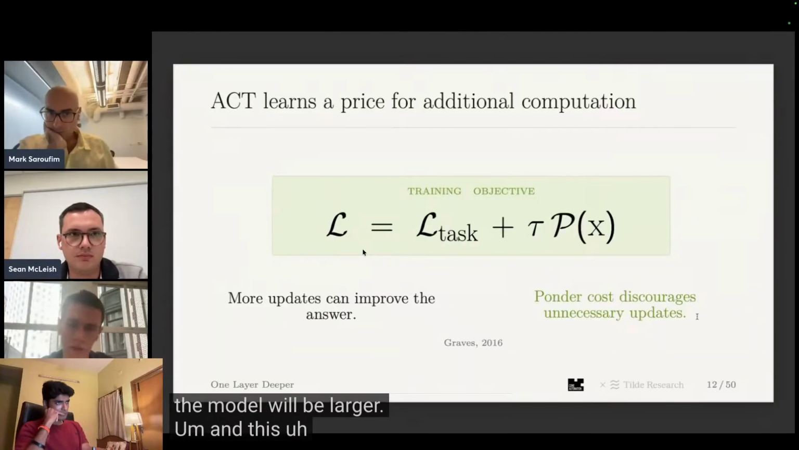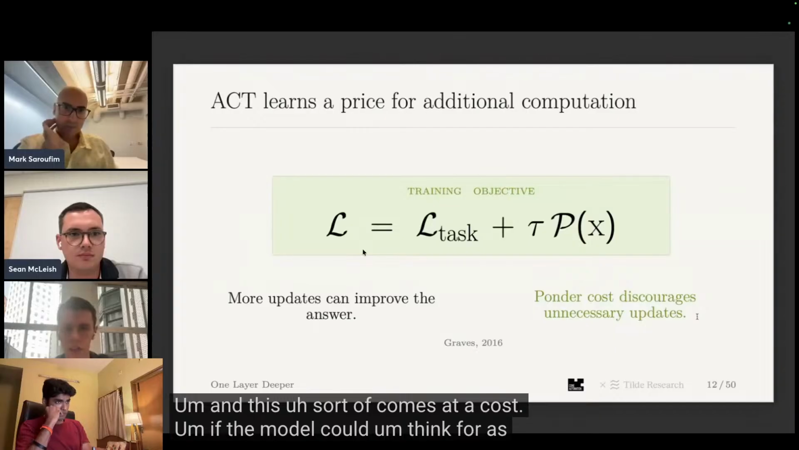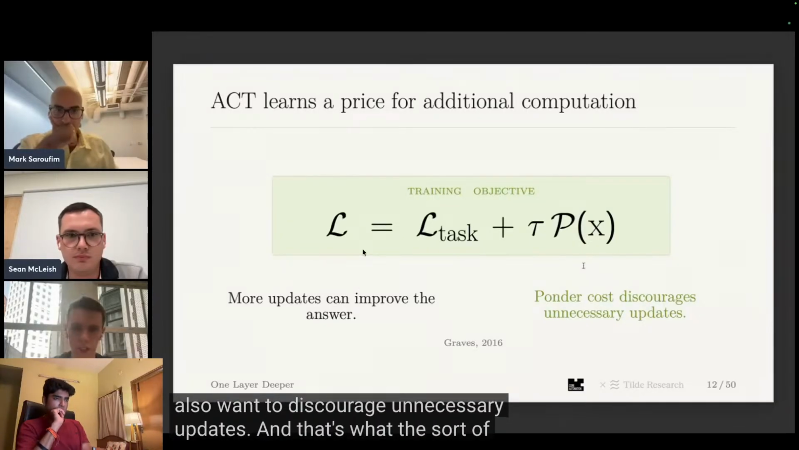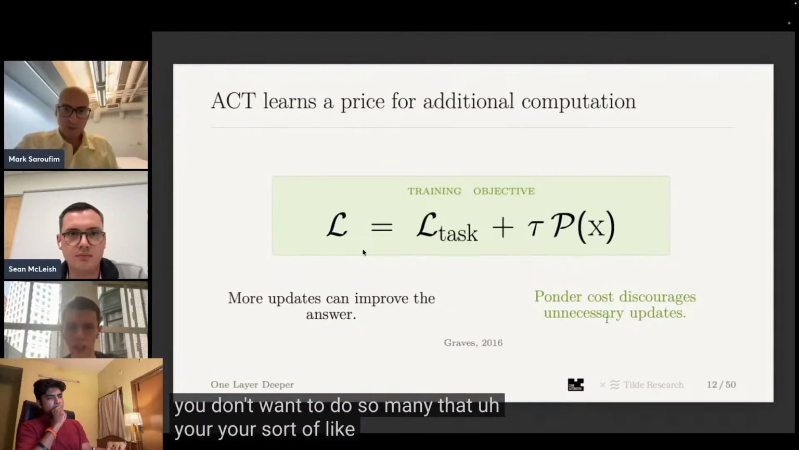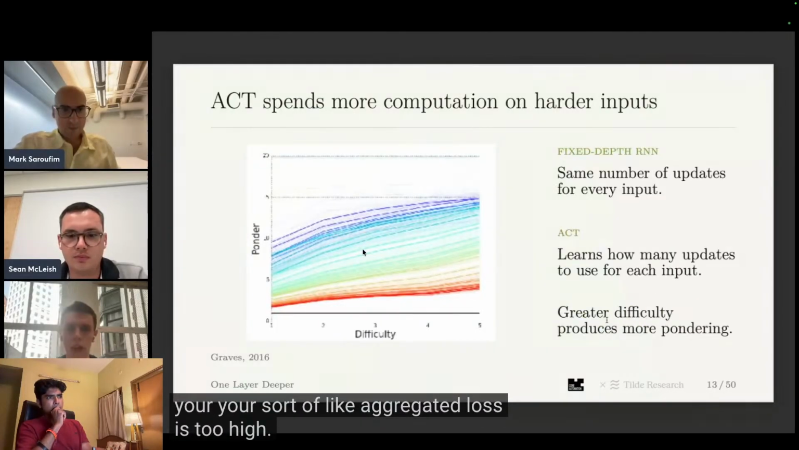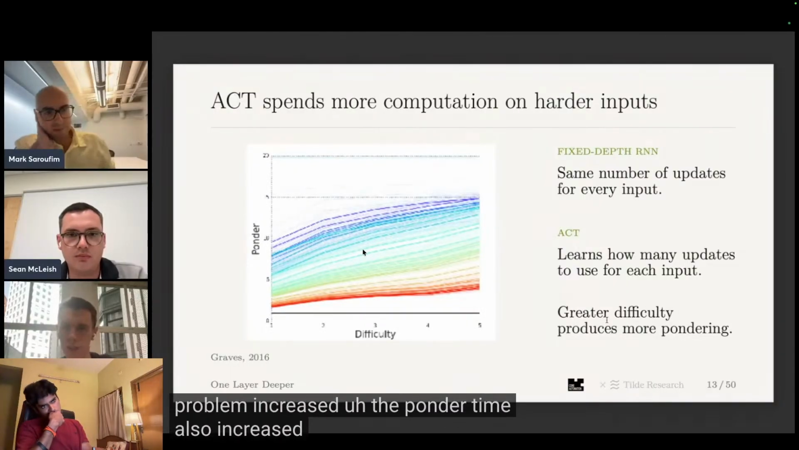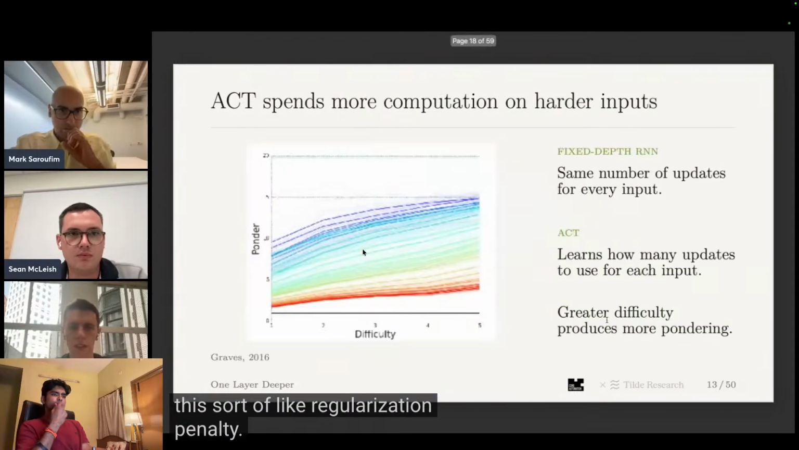And this comes at a cost. If the model could think for as long as it wanted without any penalty, it might just think forever. So you also want to discourage unnecessary updates, and that's what the ponder cost penalty is. More updates might improve the answer, but you don't want to do so many that your aggregated loss is too high. And what they found empirically was that as the difficulty of the problem increased, the ponder time also increased, but then it would blow up, precisely because of this regularization penalty.